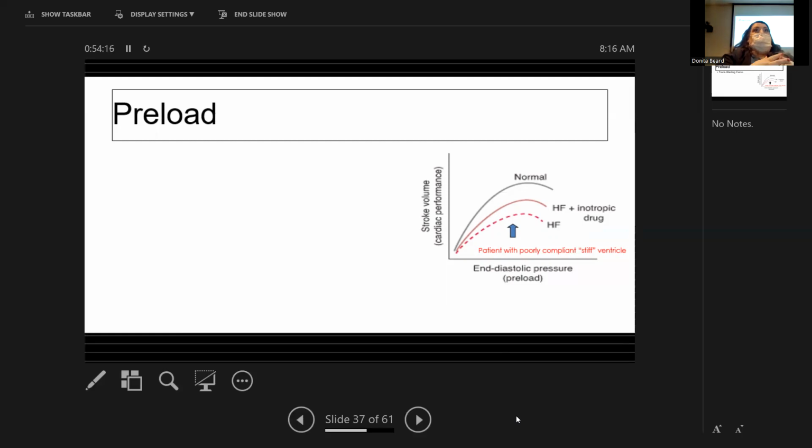And then if you get volume overloaded, as in your preload goes up and your end diastolic pressure goes up, the right side of the curve, you can see how people fall off the curve. And some people will refer to that. They'll say, oh, this patient fell off of the curve. This is the curve that they're talking about. And so you have to find that balance for a patient of what amount of volume and preload is enough.